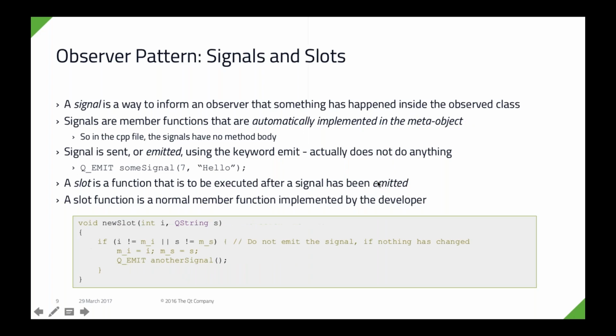Okay, so signals and slots. A signal is a way to let an observer know that something has happened. If you've done a lot of object-oriented programming and you've used the observer pattern, the signal is our way of saying this is the function that you'll be listening for. This is something which will happen. As we mentioned in the earlier slides, the meta object compiler will create a whole load of functions for you. So when you create a signal in a QObject, you don't actually need to implement the body of that signal at all. You just need to create it in the header file.